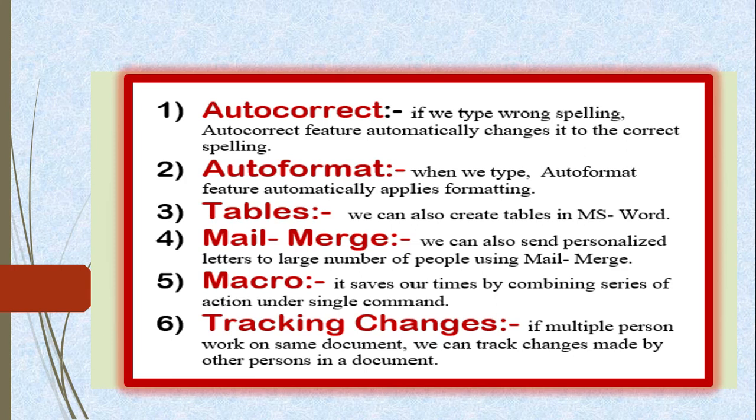Next and last feature is tracking changes. If multiple persons work on the same document, we can track changes made by other persons in a document. So this feature is used to trace the changes we make in a document. Suppose if multiple persons are working on the same document, then by using this feature we can trace or track the changes made by other persons in a document.